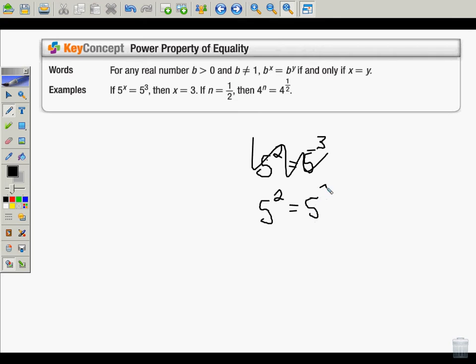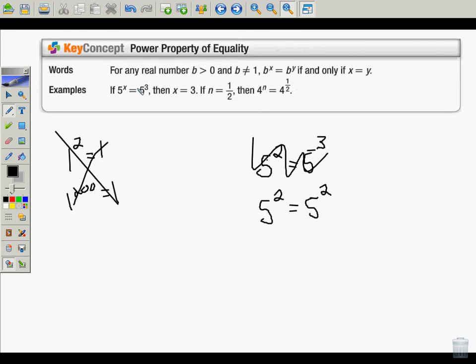Now the reason b is not allowed to equal 1 is because we know 1 raised to the second power is still 1, and 1 raised to the 200th power is still equal to 1. So this will not be true if your base is 1, but for anything else it would work.